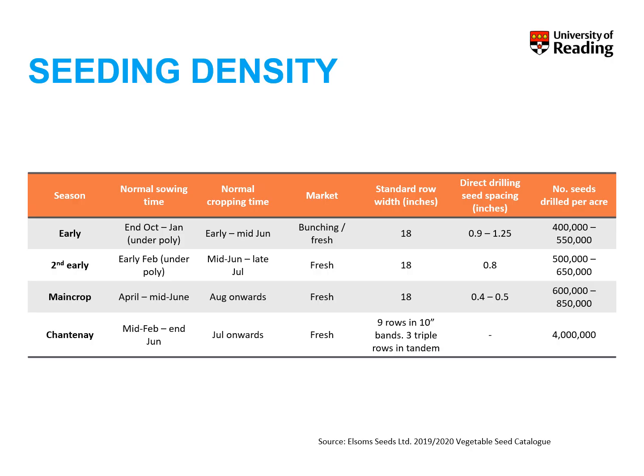This will also influence the number of rows and the widths and spacing between the rows. So your standard early and main crop carrot production will probably have a standard width of about 18 inches apart, whereas the Chantenay types, as I said, can be sown at much higher density, probably in triple rows, in tandem rows, to facilitate a higher density of production.